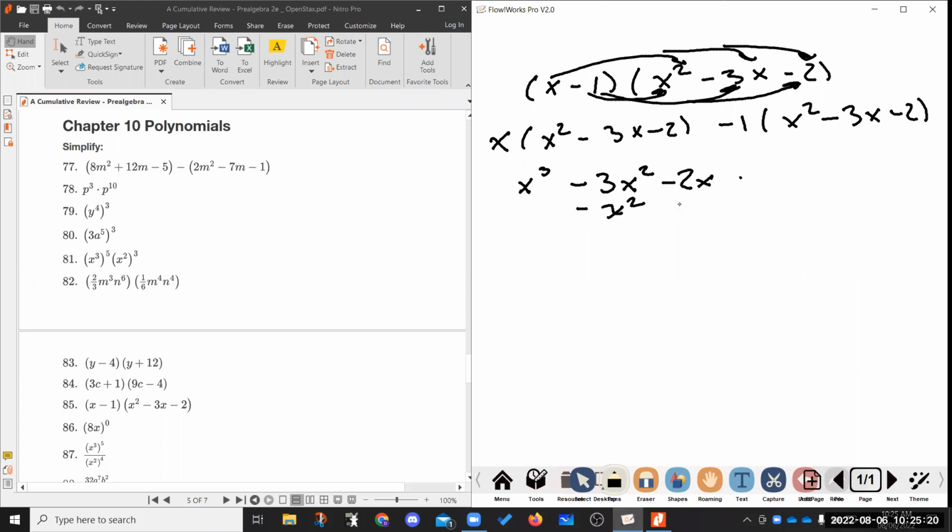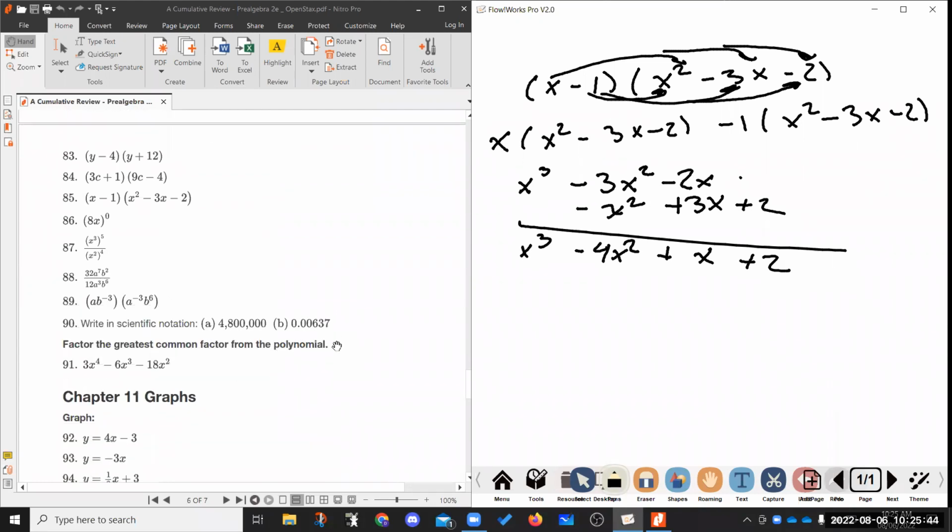I'm going to line the like terms up, plus 3x plus 2. This just makes it easier for me to add my like terms now. Negative 3 minus 1 is negative 4. 3 minus 2 is 1. There's my final answer. That was number 85.